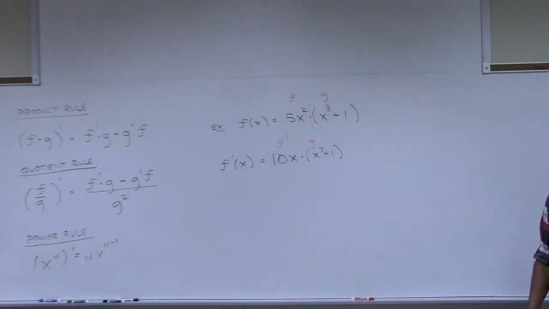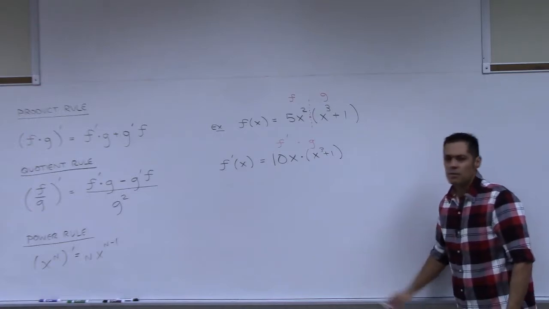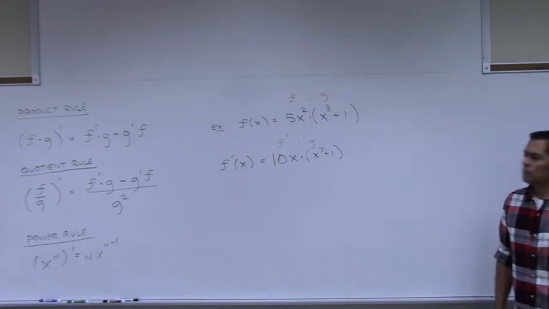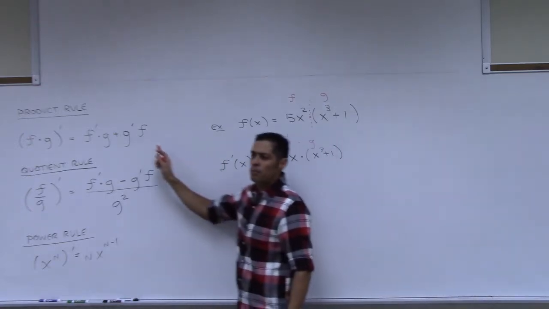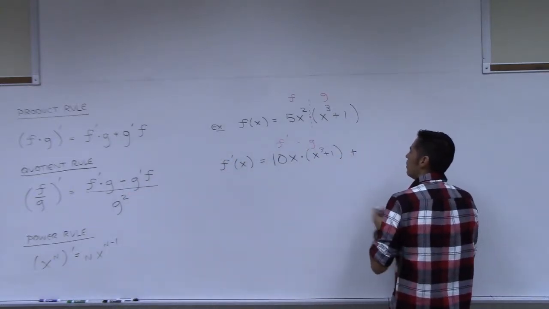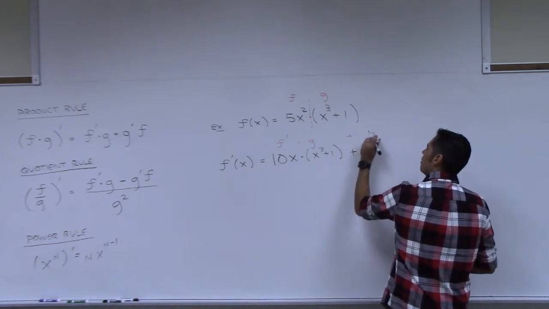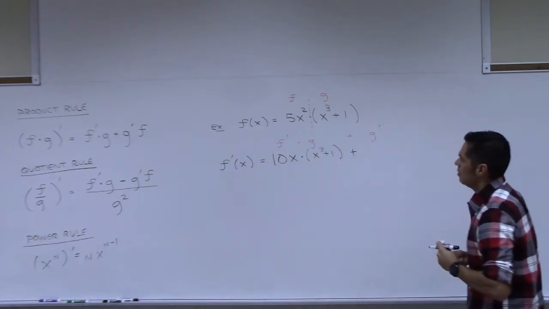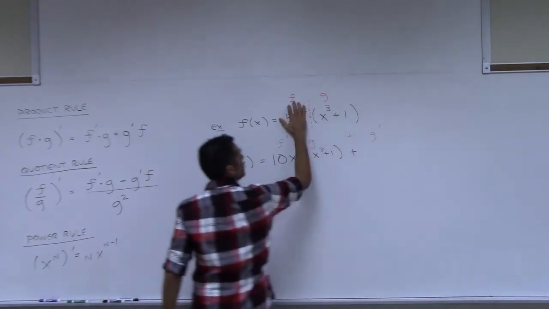Is that all right? What should I write next? Derivative of g. Before that, though, plus, right? I need the plus, so I'm going to put plus, because that's the formula. Now I'm going to do the derivative of g. That's next. So there's g, right?